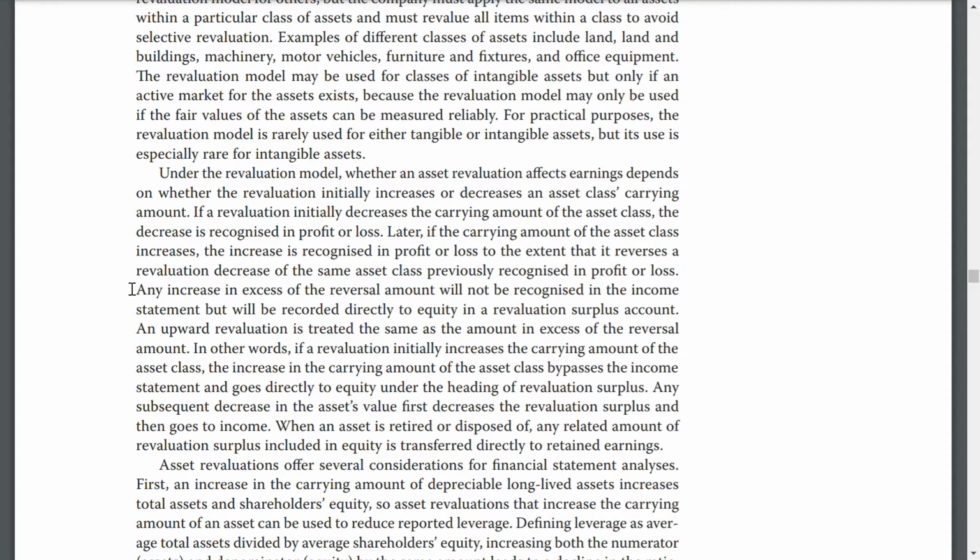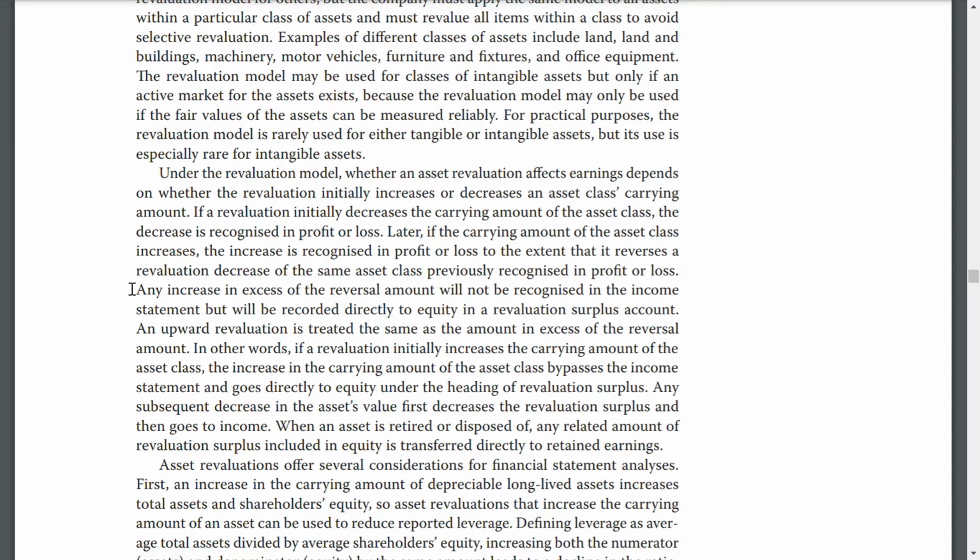Under the revaluation model, whether an asset revaluation affects earnings depends on whether the revaluation initially increases or decreases an asset class's carrying amount. If a revaluation initially decreases the carrying amount of an asset class, the decrease is recognized in profit or loss. Later, if the carrying amount of the asset class increases, the increase is recognized in profit or loss to the extent that it reverses a revaluation decrease of the same asset class previously recognized in profit or loss. Any increase in excess of the reversal amount would not be recognized.